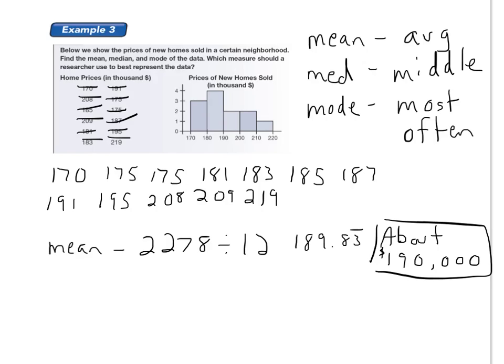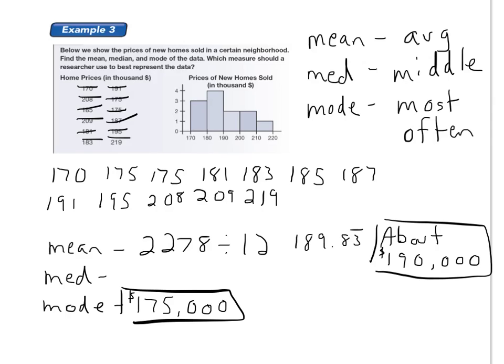Alright, then the median. Okay, I'm going to skip that one and save it because that involves crossing out some numbers and things like that. So I'm going to go to the mode first and just look for the one that occurs the most. Well, I'm looking on that list going, the only one that occurs more than once is 175. Since it occurs twice, that's more than everything else. So that's $175,000 for the mode of the home prices.